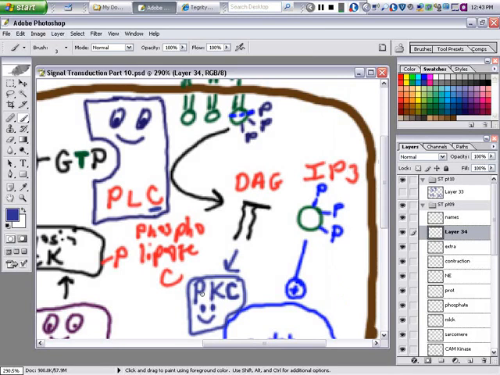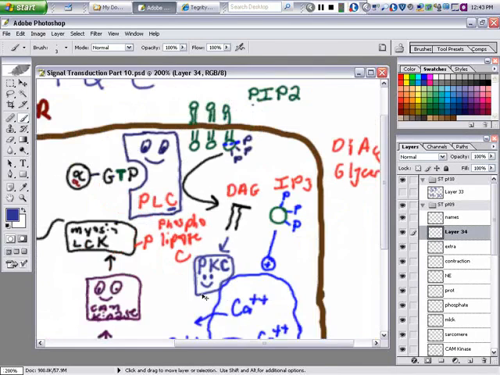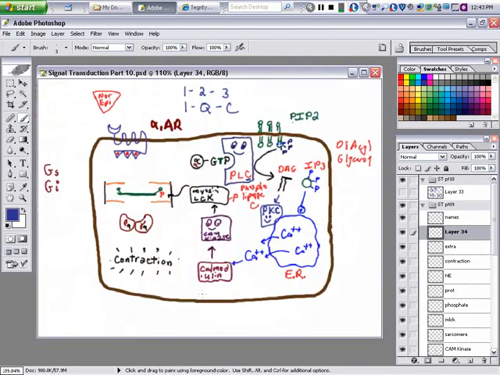Everybody okay with this? That's all I'm going to add for this one. Now we are completely finished with the alpha-1 adrenergic receptor. Question.